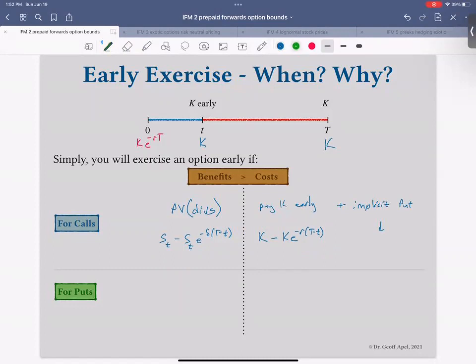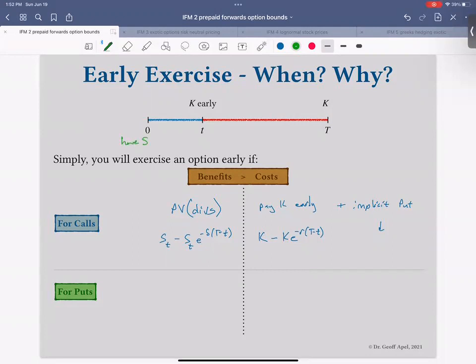For puts, by the way, it's going to be exactly the same parallel idea, but now we have to shift gears in our mind. Now we have an option to sell. So we have this stock. We can imagine that we already own the stock, right? So we own this stock. We're super savvy. We have the stock now.